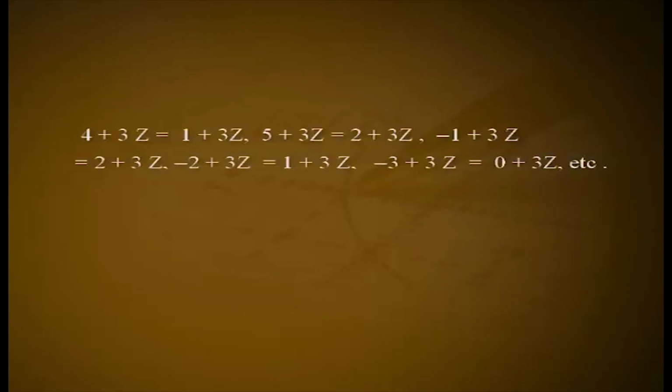Similarly, it can be verified that 4 + 3Z is equal to 1 + 3Z, 5 + 3Z is equal to 2 + 3Z, -1 + 3Z is equal to 2 + 3Z, -2 + 3Z is equal to 1 + 3Z, -3 + 3Z is equal to 0 + 3Z, etc.